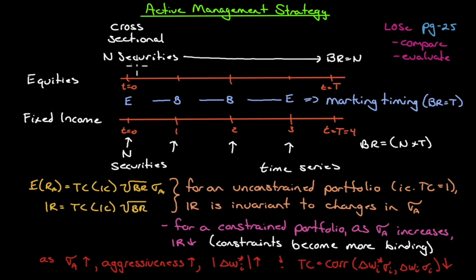So cross-sectional over a period of time. Here we have time series. You have cross-sectional and time going on, and here we have market timing. And it all has implications for BR. And you'll recall that our expected active return was equal to TC, IC, and the square root of BR, times the active risk. Well, you can see that if we get this higher, we get this higher.